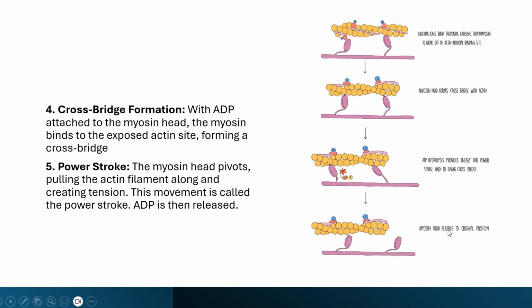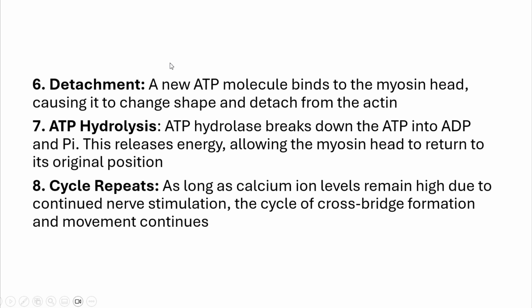Then ATP is going to come and hydrolyze, and that returns the myosin to its original state. So for detachment, a new ATP molecule binds to the myosin head, causing it to change shape and detach from the actin. Then in ATP hydrolysis, ATP hydrolase breaks down ATP into ADP and Pi, releasing energy, which allows the myosin head to return to its original position. The cycle keeps repeating as long as calcium ions keep coming through, as long as there's an action potential and a stimulus. It moves it further along. You get the whole point here.